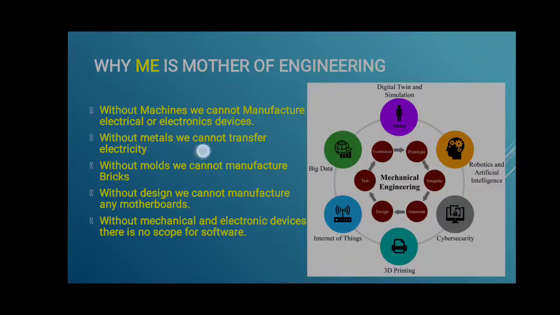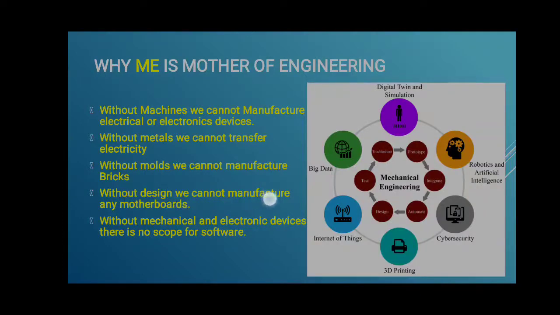Then, without metals you cannot transfer electricity. You can see electricity is transferred through metallic wires, and those metallic wires are also made by a mechanical process, a machine process. So it's very much related. You can't exclude the machines and produce the wires. Without molds you cannot manufacture bricks. To create bricks, you require some molds, and those molds are manufactured by machines, sorry, by a mechanical process. So civil engineering is also related to machines and mechanical engineering.